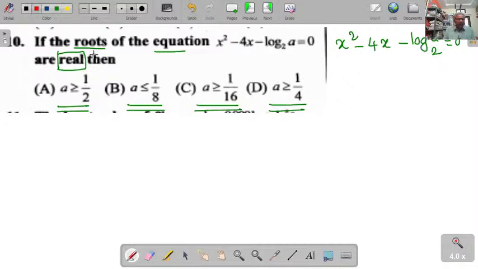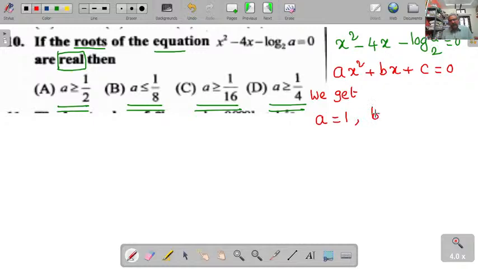Just the roots of the quadratic equation are real. That means the nature of the roots is real, which can be obtained using the discriminant of a quadratic equation. So we need to find the discriminant. For that purpose, we compare this with ax square plus bx plus c equals 0. We get a equals the coefficient of x square, 1, b equals the coefficient of x, that is negative 4, and c equals negative log a to the base 2. Clear?